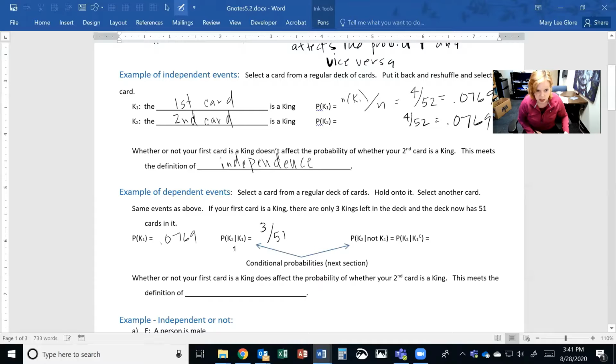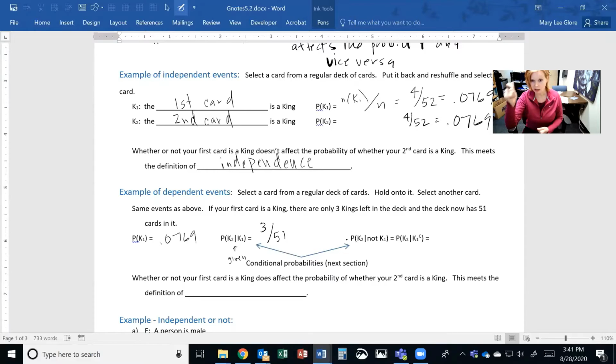And this little line here means given, all right? So given K1. So the probability the second card is a king, given the first card is a king, is 3 over 51. And we're going to talk about these types of probabilities next week, in the next section. All right. Now, let's say when I shuffled and picked my first card, it was not a king.